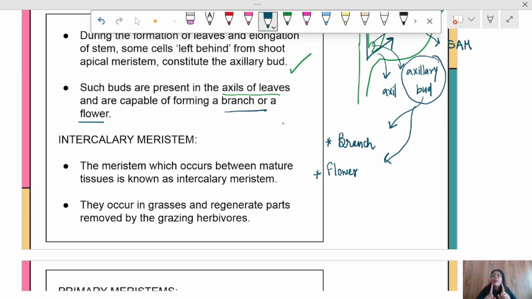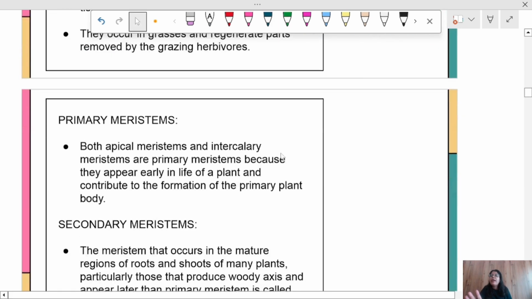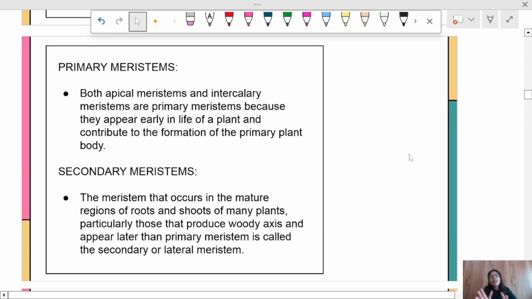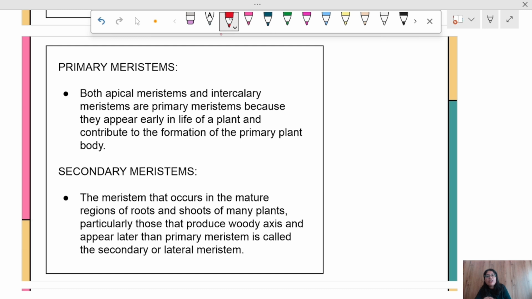It is going to regenerate the lost parts, which are removed by the grazing herbivores. Understood? This you have to remember. Now I have used this term primary meristem, but it is not given like that in NCERT from the beginning. Here they have mentioned apical meristem as well as intercalary meristem. These two meristems together are called primary meristem.